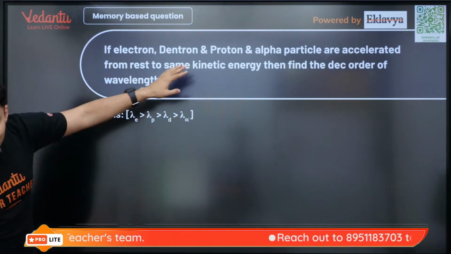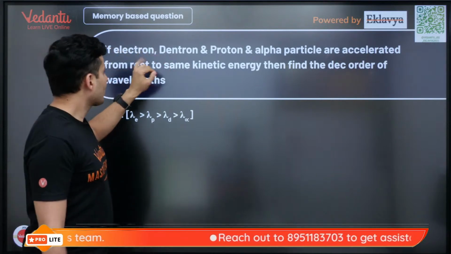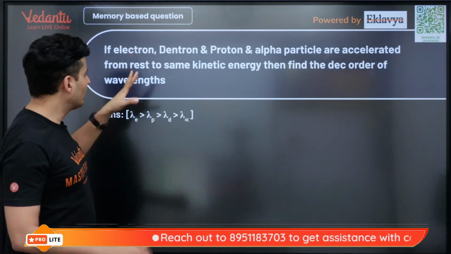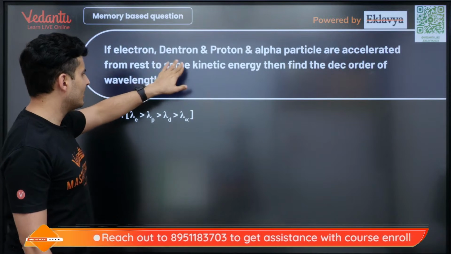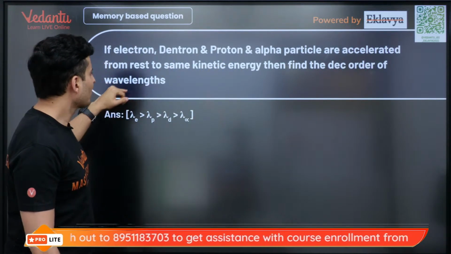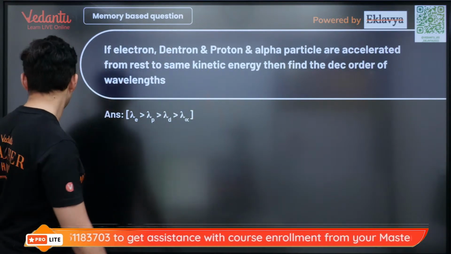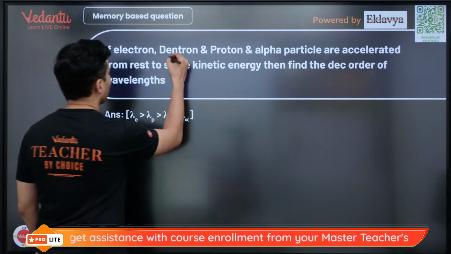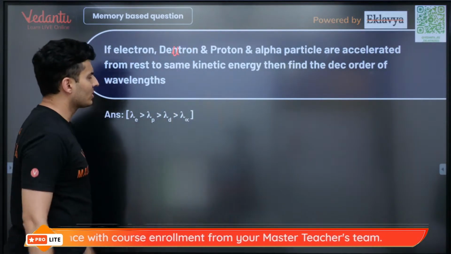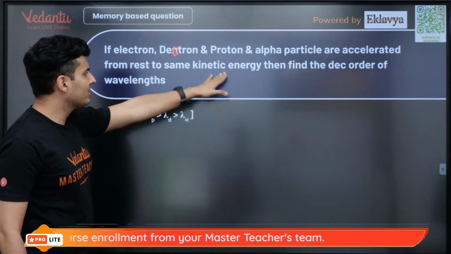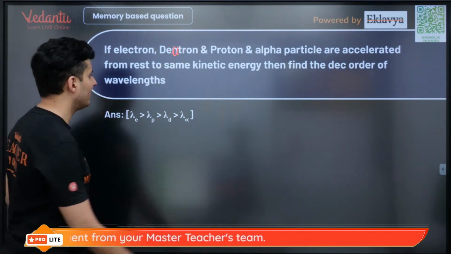Now, there were some particles given. I have taken a few particles. One of the students told that electron was there, proton was there, alpha was there. I'm not sure whether deuteron, it's not dendron, it's deuteron. Deuteron was also there, let's say. So if they have the same energy, what is the decreasing order of the wavelength?